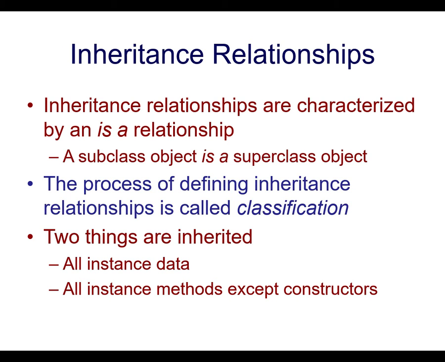Inheritance relationships are discovered during object-oriented design. They are the result of the process of classification. A familiar example of classification is the taxonomy of living things from biology. One reason that the term inheritance is used to describe these relationships is because the subclass inherits two kinds of components from the superclass. First, all instance variables are inherited. Second, all instance methods, with the exception of the constructors, are inherited.